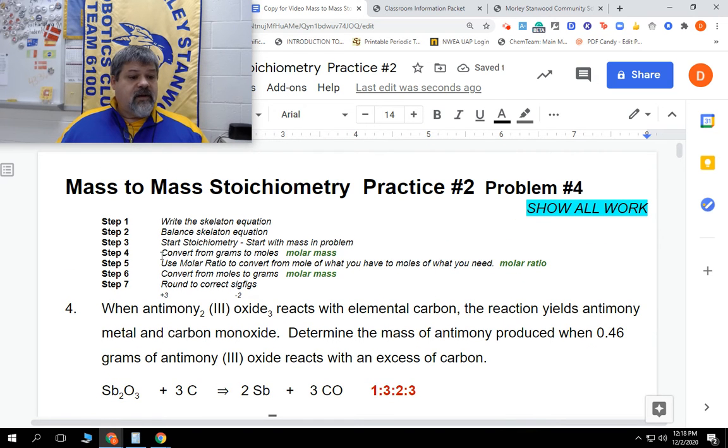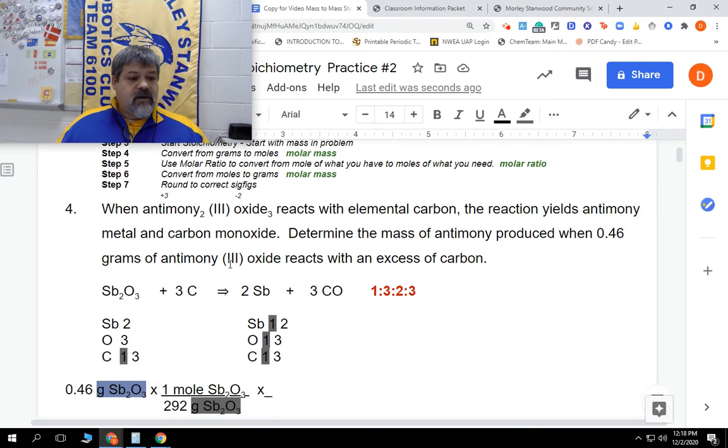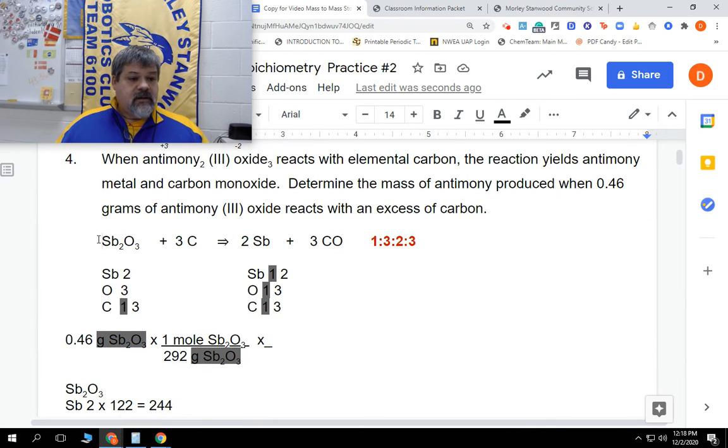If we go back up to our problem, now we have to use our molar ratio to convert. So now we're going from 1 to how much metal, determine the mass of the antimony, to 2. Since I have moles of antimony 3 oxide here, I need to put moles of antimony 3 oxide there. So I'm just going to go ahead and put down 1 mole, and then I'm going to paste what I already have done of that and get rid of the grams.